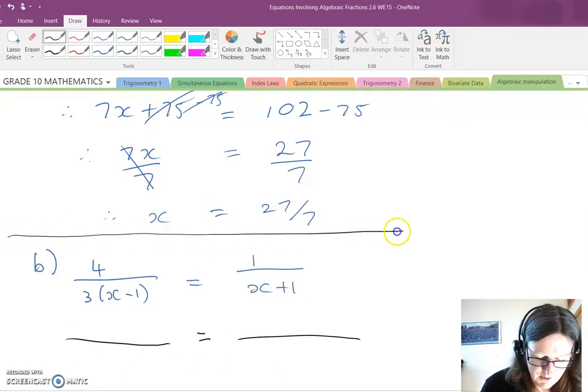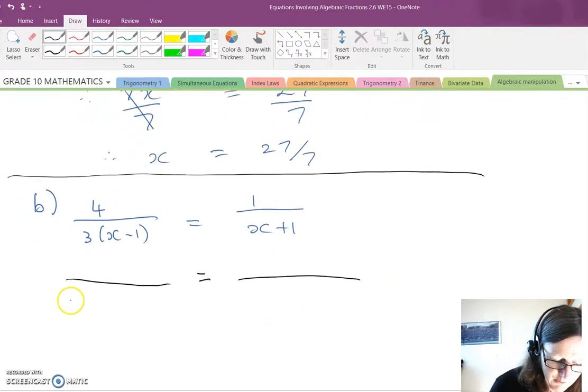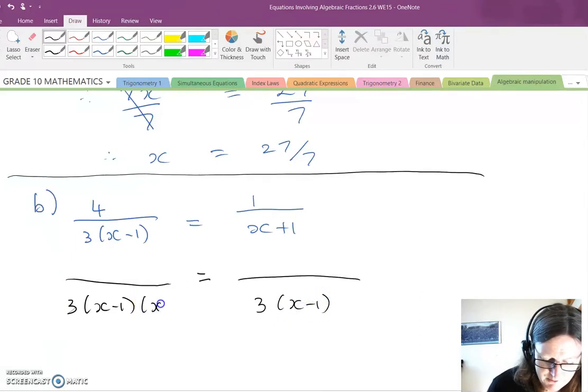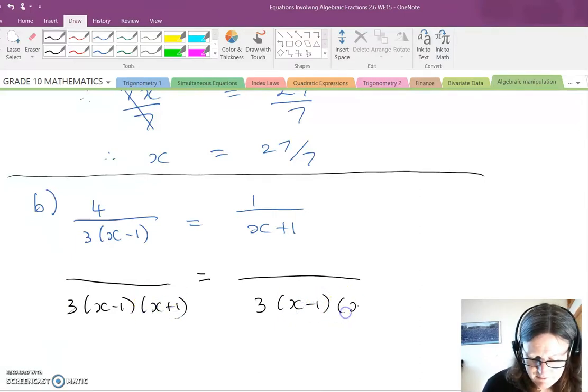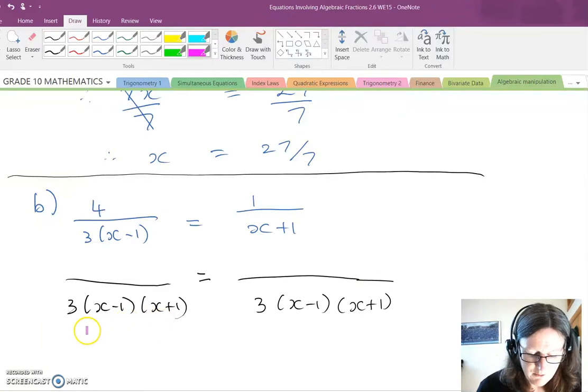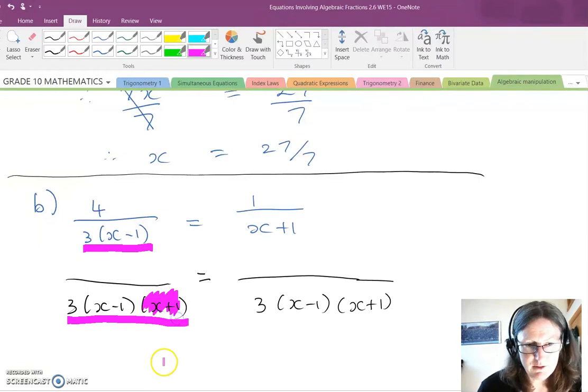Okay, so here's our second example, and what I need to do is get a common denominator. So both of the denominators need a 3, both x minus 1, and then both are going to have an x plus 1. That's my common denominator. Now, what is on the bottom of the left-hand side here that wasn't here? And the answer is there is now an x plus 1.